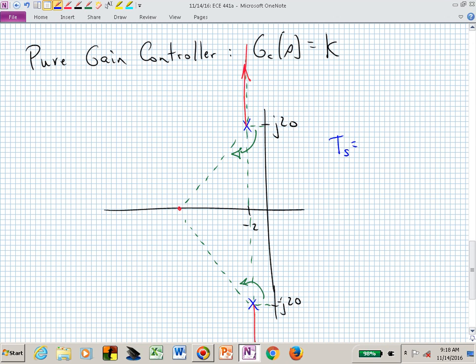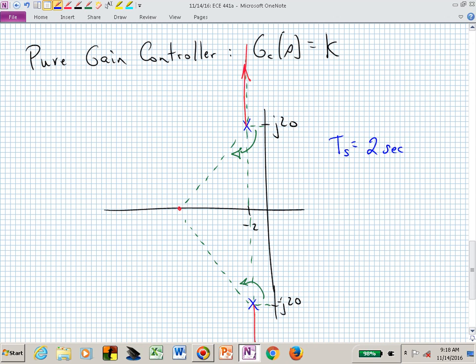What's the 2% settling time? What's my sigma? 2. What was sigma before? 2. So has my settling time changed? No, I still have 2 seconds, don't I? And that's no matter what K is. I'm not going to speed up my system in that way. I'm not going to make the settling time any smaller.